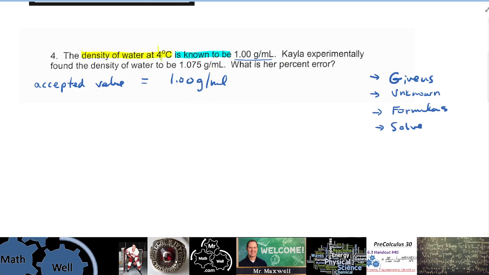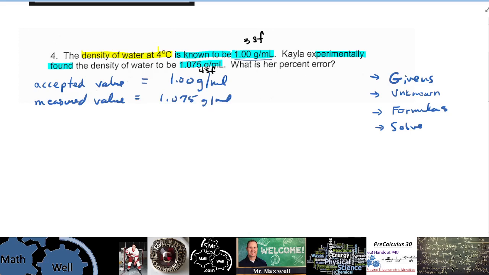So this 4 degrees is not a measured value in a sense, okay? So we don't have to worry about sig figs for this one. This is just part of the description of the situation. All right, so 1.00, okay? Notice there's 3 sig figs here. Right? 3 sig figs. I'm just going to take note of that in that measurement. Kayla experimentally found the density of water to be. Okay, so experimentally found. So that's going to be the measured value, and this is her measured value. So let's jot that one down. Measured value is 1.075 grams per milliliter. And this has, of course, 4 sig figs. I'm just going to note that as well.